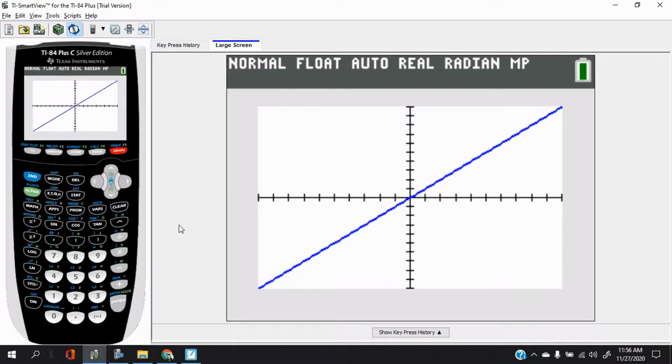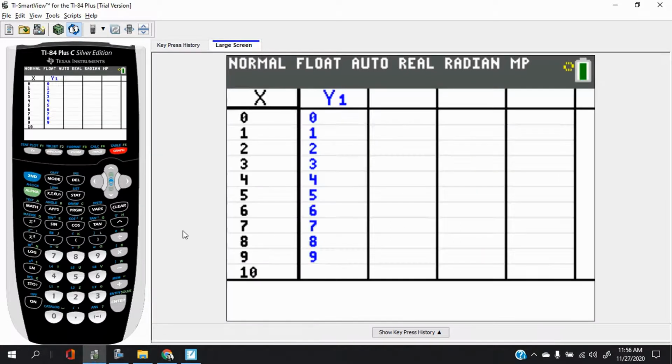Okay, now if you want to see the table of values, you can see the table of values, right? You see right above the graph, it says table, second, graph, and you see the table of values, right? Look, when x is 0, y is 0. When x is 1, y is 1. When x is 2, y is 2. When x is 3, y is 3. That's it. So that's the table of values.